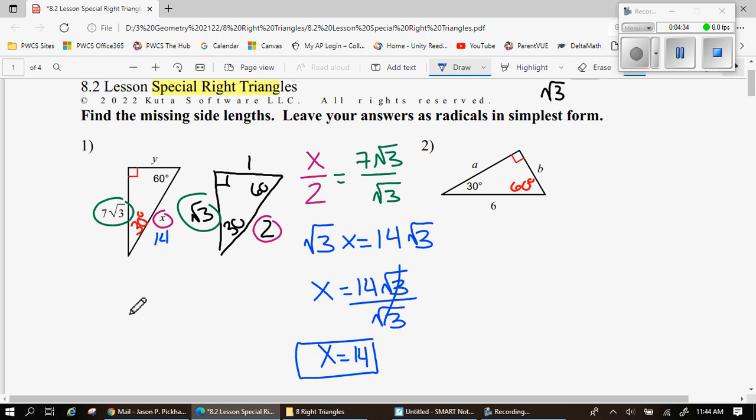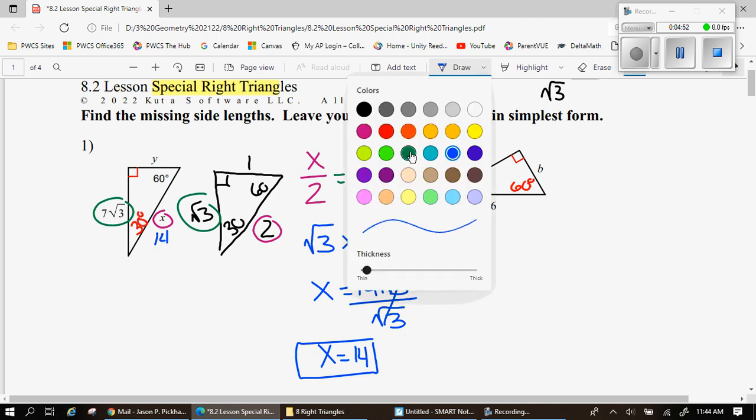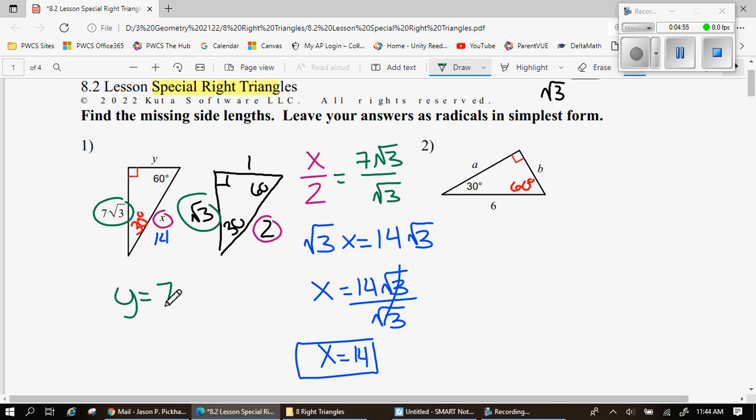And so I can do the same thing to find y, or I can say, well, hang on. If this hypotenuse is twice as big as this side, then x should be twice as big as y. So if x is 14, then y is 7. It's half as big. Or I could set up another proportion. I could say 14 over 2 equals y over 1. If I solve that, I would get y to be 7.